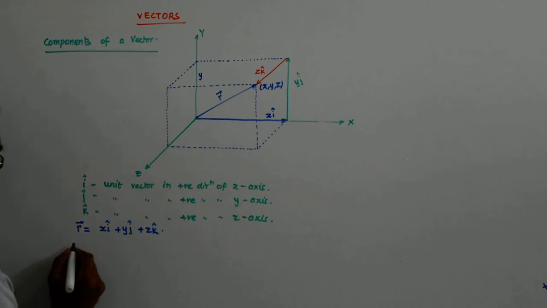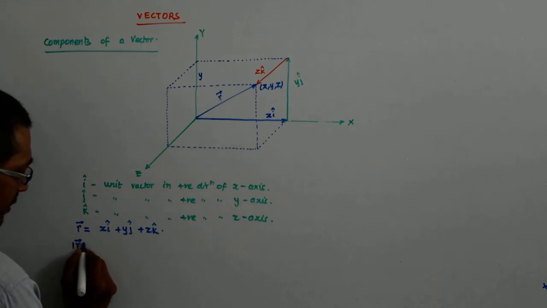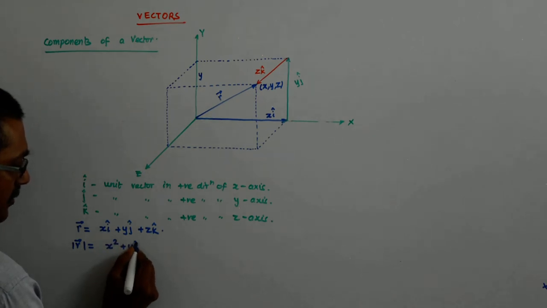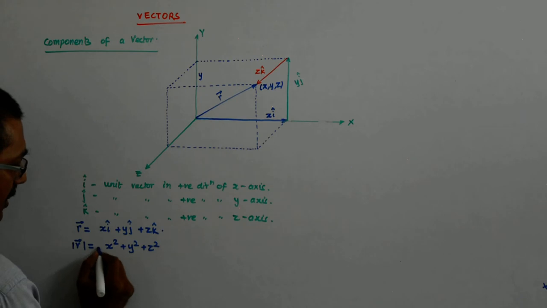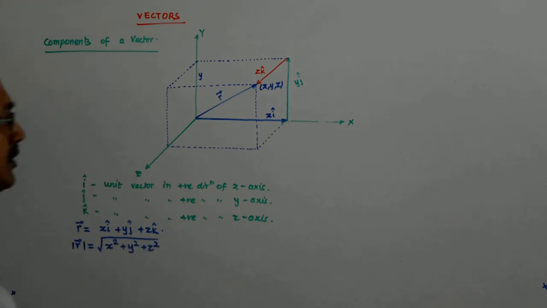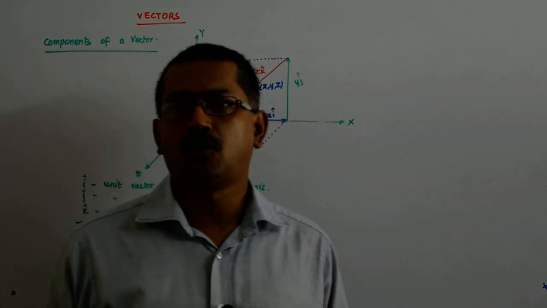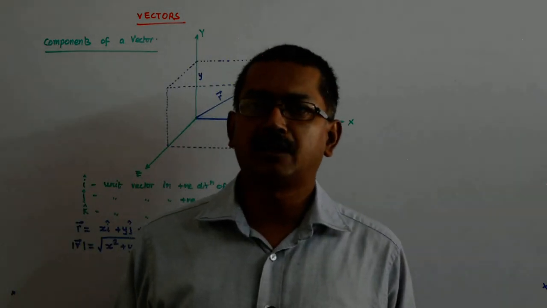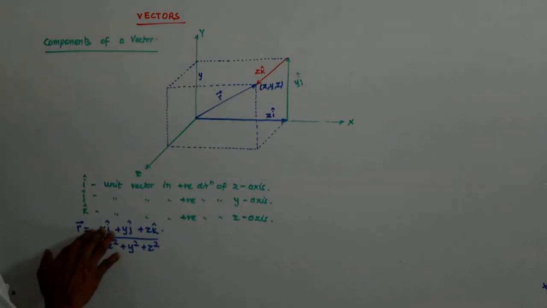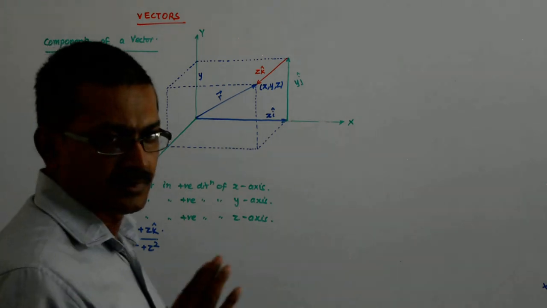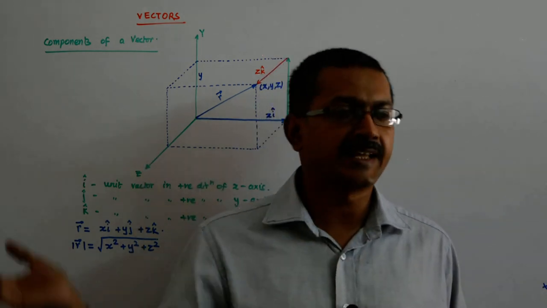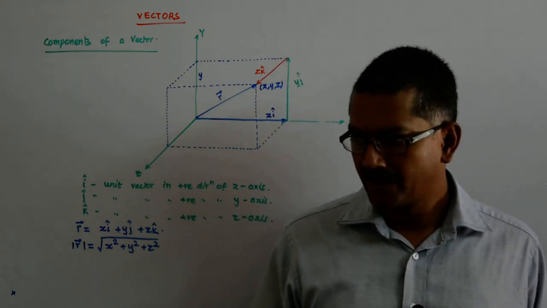So that's why we say that vector wise it is this. And yesterday we had found out that mod r is the square root of x square plus y square plus z square. So that gives you a formula for finding out the magnitude of any given vector: whatever is the coefficient of i cap, j cap and k cap, you square them, sum them, take the root, for any vector.